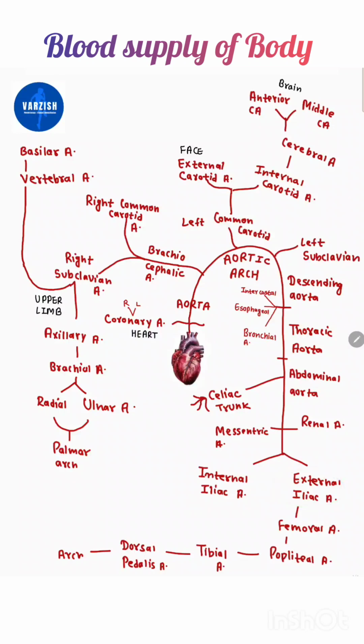lower limb, and the first branch is called femoral artery. Femoral artery at the popliteal fossa is converted into popliteal artery in the posterior part, and then it continues as tibial artery. Tibial artery in the foot is called dorsalis pedis artery, and it forms an arch. So this is the whole blood supply of the body.